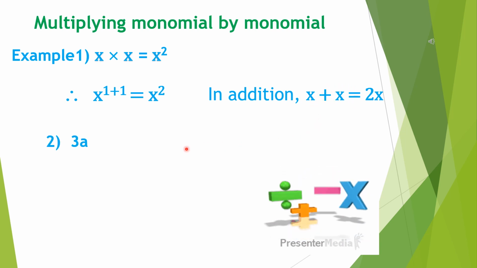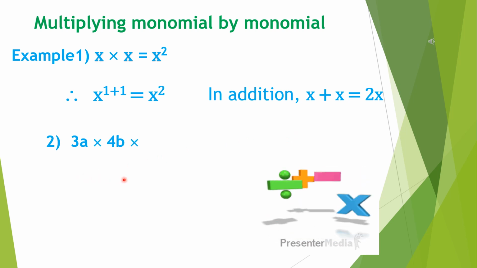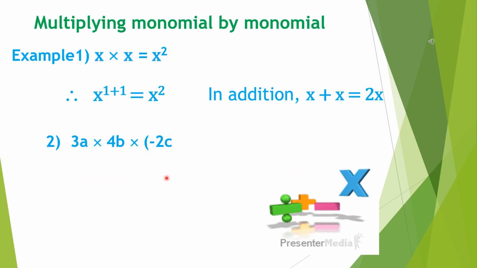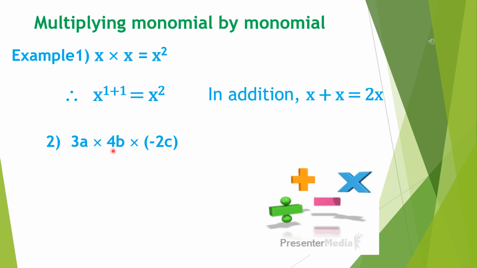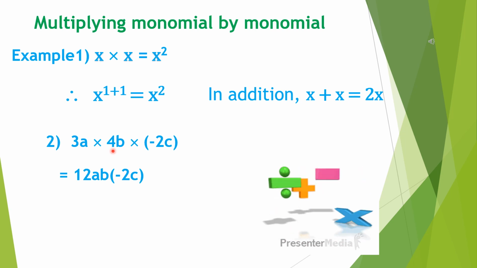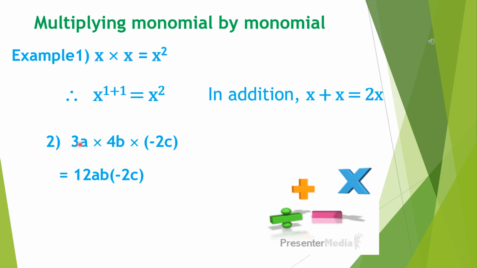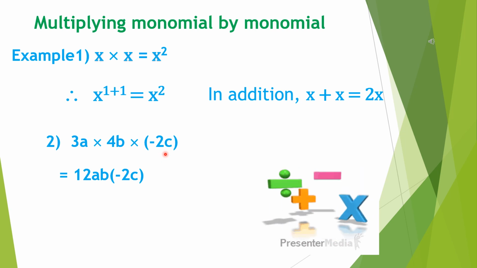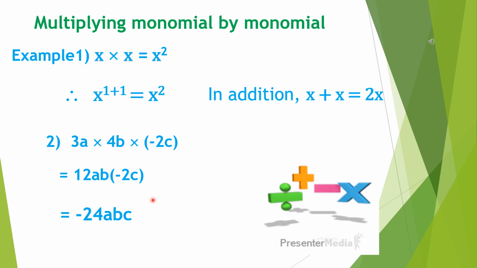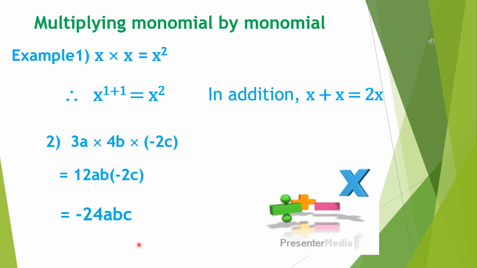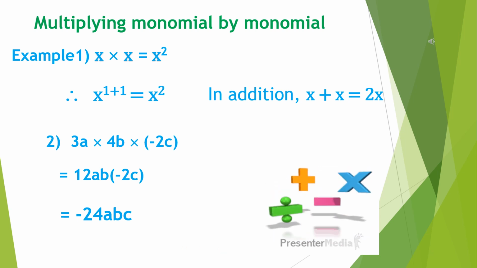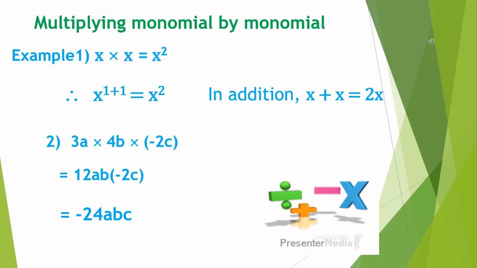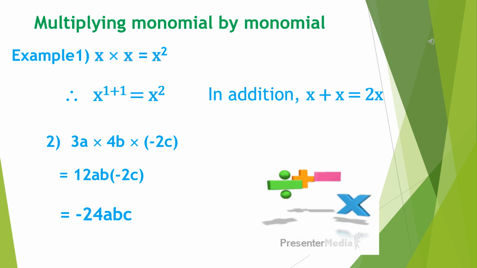3a into 4b into minus 2c. First we will be multiplying the numbers. 3 into 4 is equal to 12 into minus 2 is minus 24. Then write all the variables. That is minus 24abc. In multiplication we need not worry about the like and unlike terms. We should multiply all the numbers and all variables.